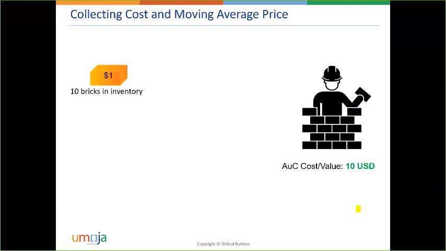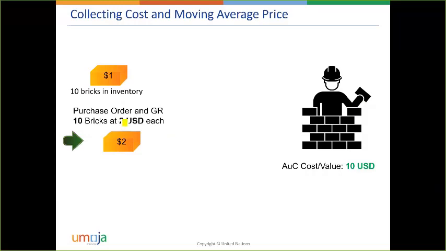What is the cost in the project? For now, it's 10. But now let's imagine that we have another purchase order for another 10 bricks. And this time, they are more expensive. Their cost is $2. Okay? So we have 10 bricks in inventory for $1 and 10 bricks for $2. So how are we tracking the cost?